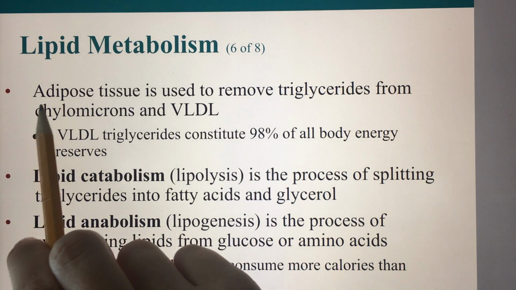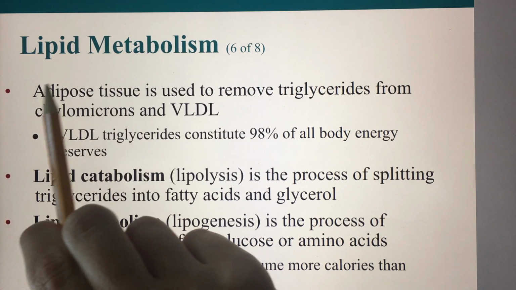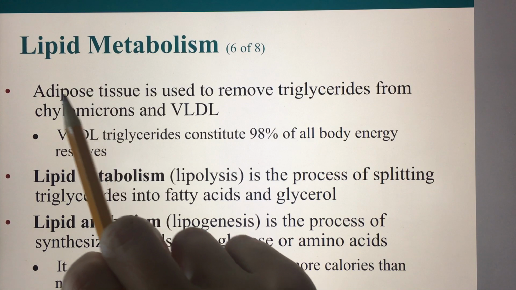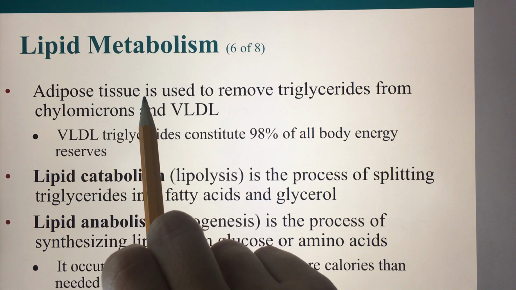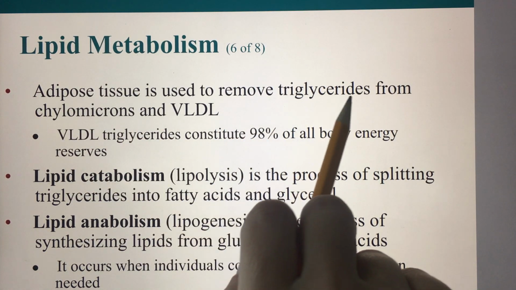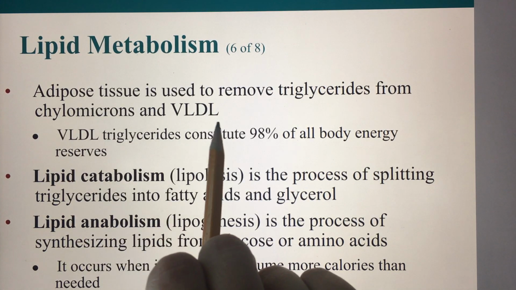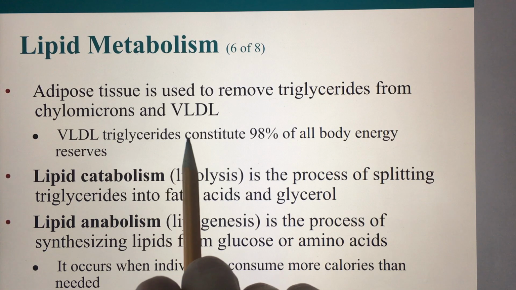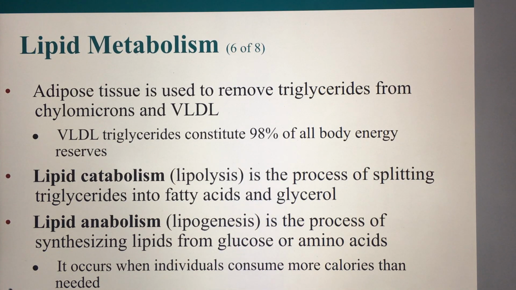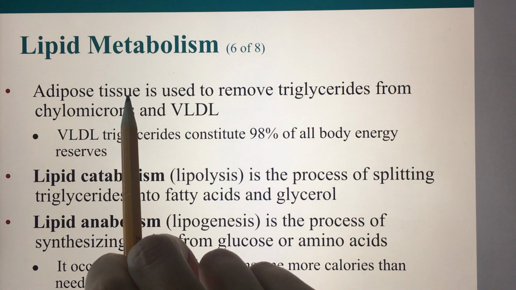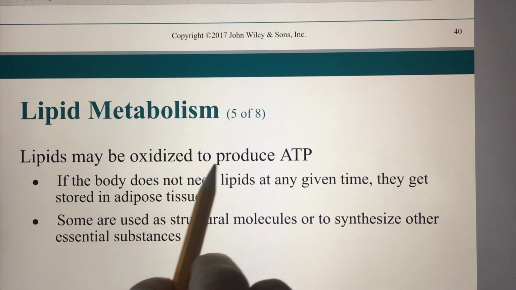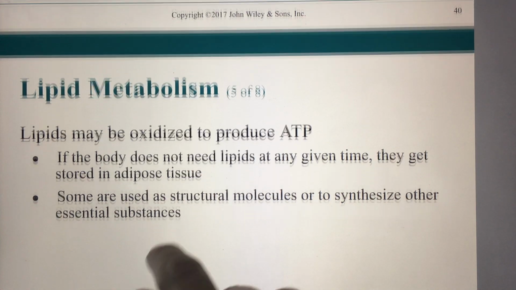So the adipose tissue, that means the fat that's stored in our body, it could be the fat under the skin or around the organs. This adipose tissue is made out of cells called adipocytes, and they can remove triglycerides from the chylomicrons and VLDLs. So triglycerides constitute about 98% of all the body's energy reserves, because the fat that is stored in our body's adipose tissue can be converted to energy, can be oxidized to produce ATP.